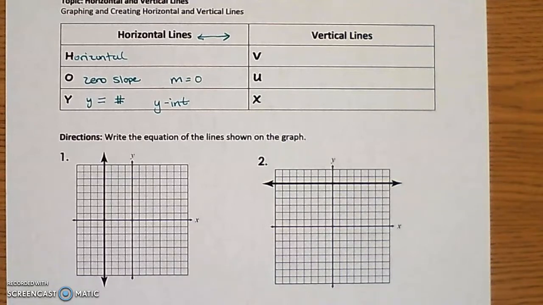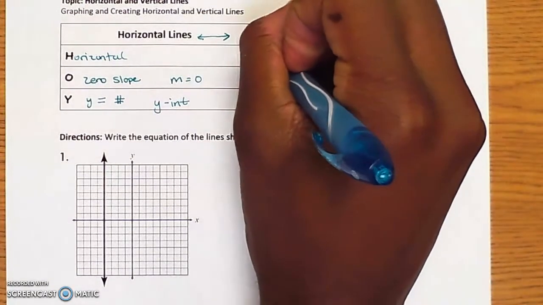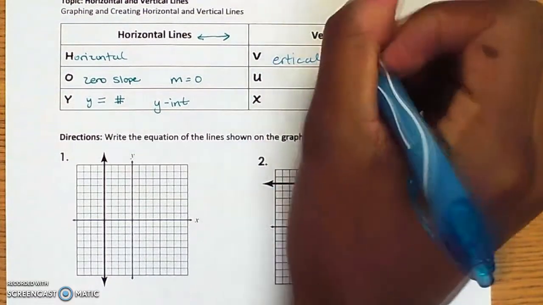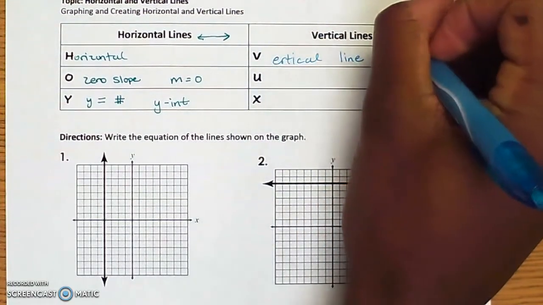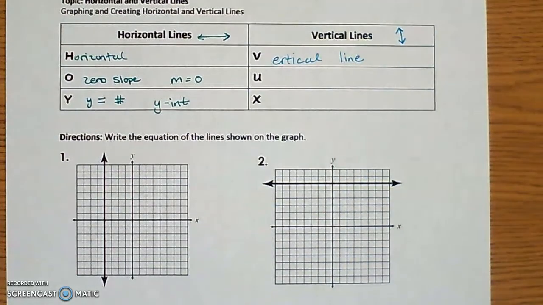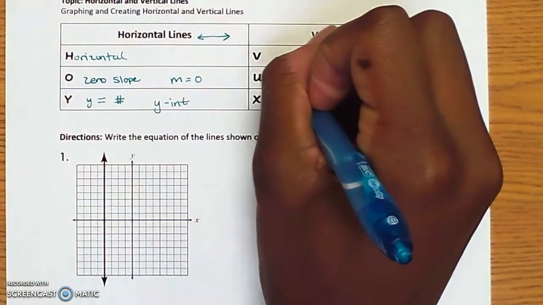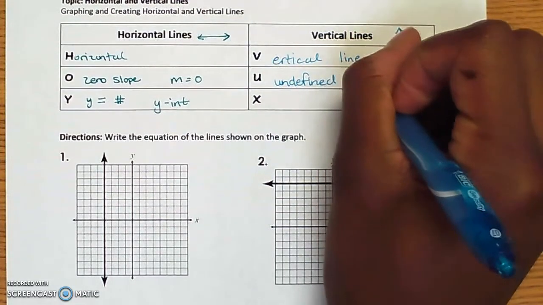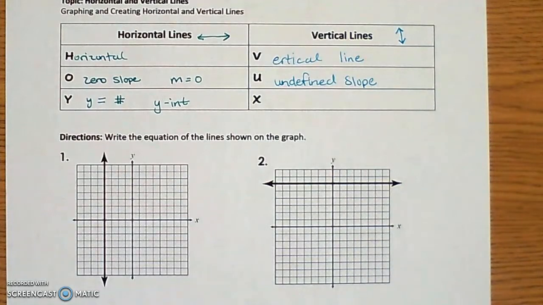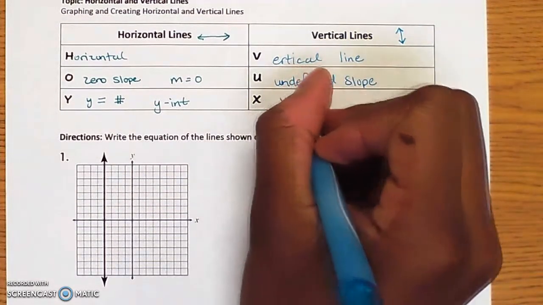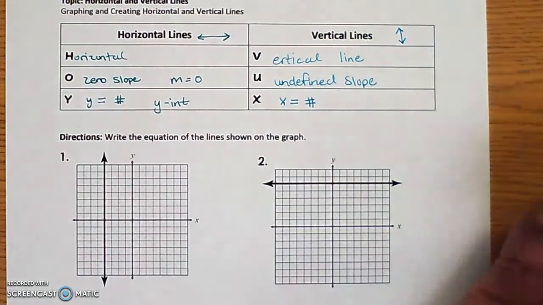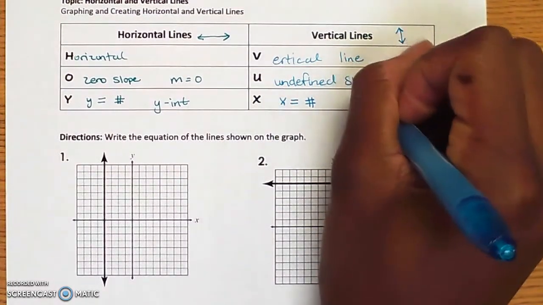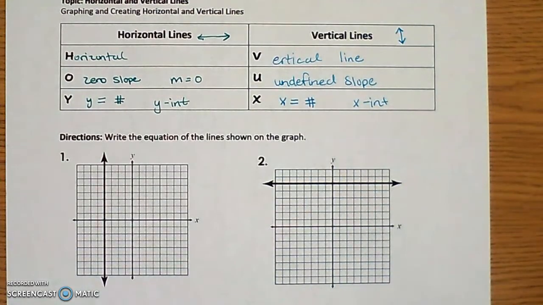And then on the other hand, we have vux. V gives us a vertical line. Remember, vertical goes up and down. So we have V for vertical, and then U stands for undefined slope. The slope is undefined. And then X stands for the fact that we will have x is equal to a number. That's what it will look like, and the x will be equal to our x-intercept. So this is the gist of what you need to know for this lesson.